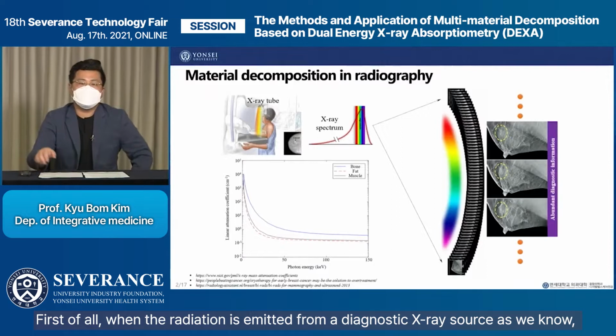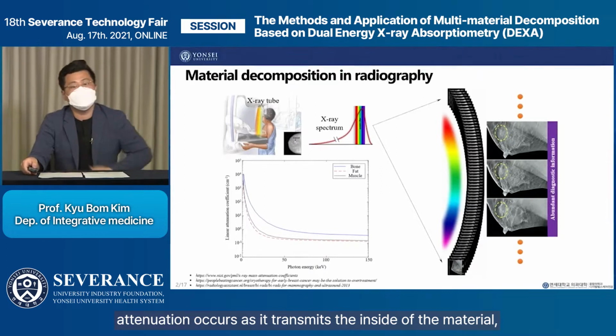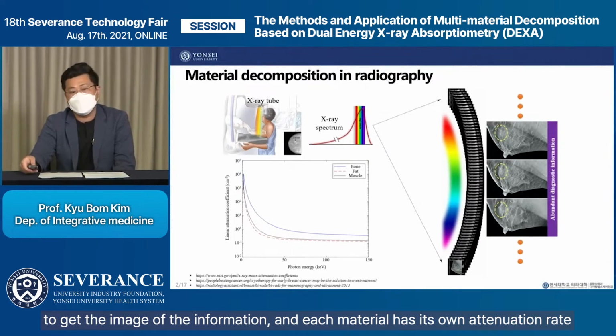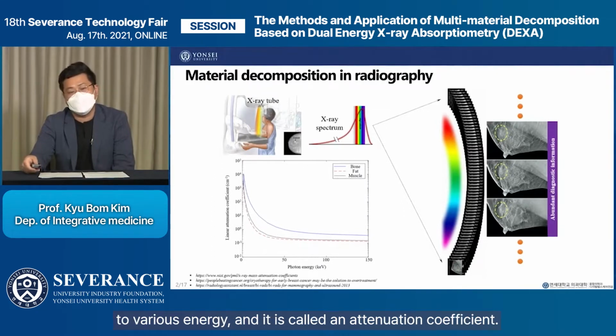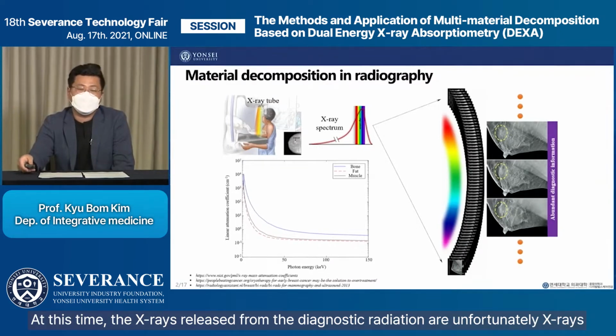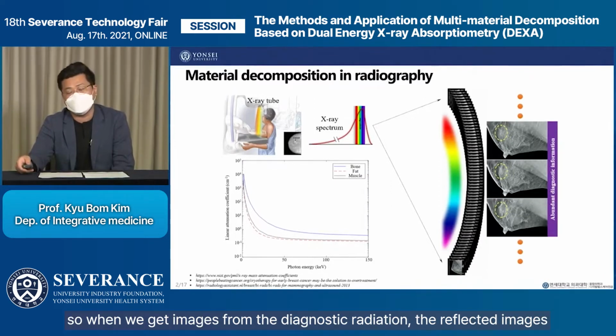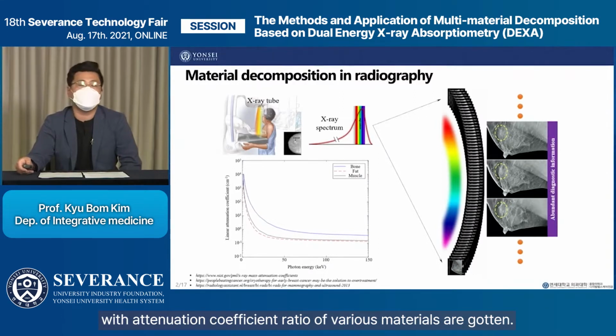First of all, when the radiation is emitted from a diagnostic X-ray source, as we know, attenuation occurs as it transmits the inside of a material, and the remaining information after attenuation is measured by the detector to get the image. Each material has its own attenuation rate to various energy, called an attenuation coefficient. Unfortunately, the X-rays released from diagnostic radiation have a polychromatic spectrum, not just one energy, so the images we get reflect the attenuation coefficient ratio of various materials.